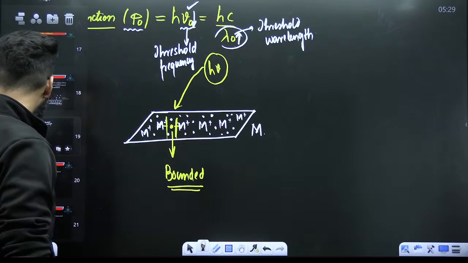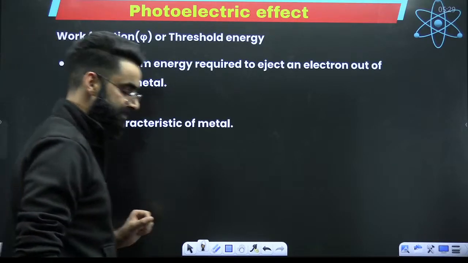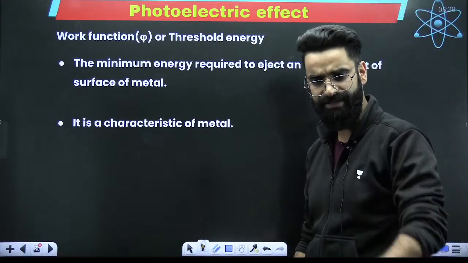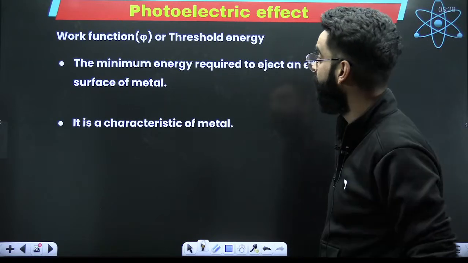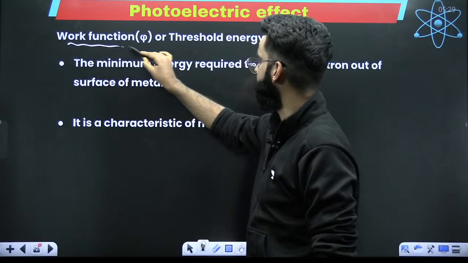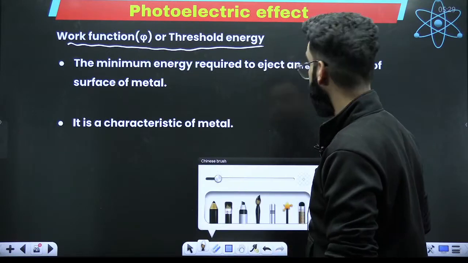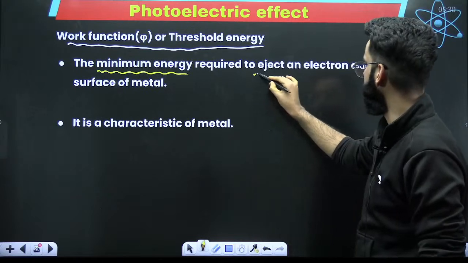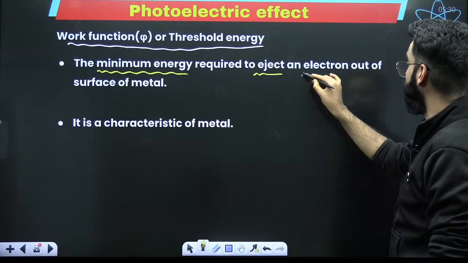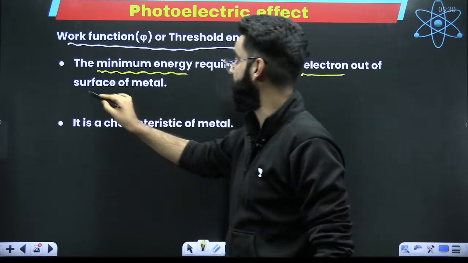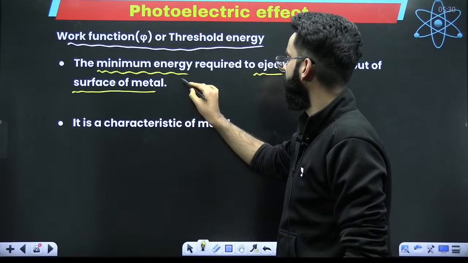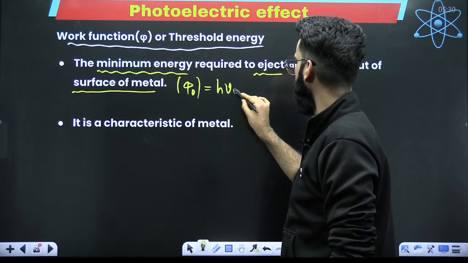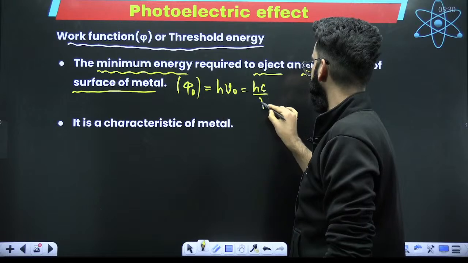So let's have a look at these terminologies which I have discussed with you. I did not discuss them in detail yet. We have to discuss them in detail; I'm just giving you the idea of the things. Okay? So work function, which is what you call threshold energy. How do you define it exactly? It is basically the minimum energy required to eject, to take the electron out from the surface of the matter. And you represent this with phi naught, which is either equal to h nu naught, or you can call it hc divided by lambda.